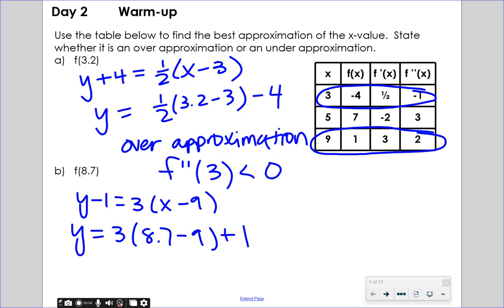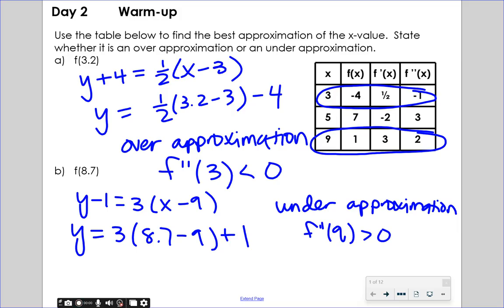Is this one an over or under approximation? Under. We have concave up, so the tangent line is below the curve, so it's an under approximation. And I would say f double prime of 9 is greater than 0.